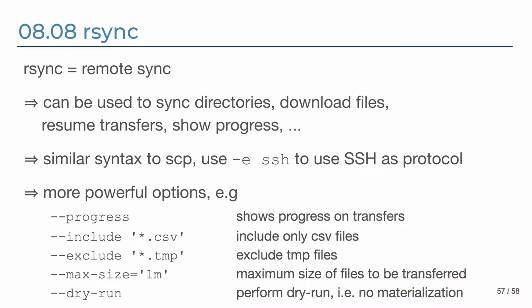But luckily, as always under Unix, is there another tool? Oh yes, there is. And that is called rsync, which is short for remote sync. You can see rsync as a beefed up version of SCP, which gives you all sorts of cool features, like showing a progress bar. You can include and exclude files. You can select what files to sync. And what's also very useful is you can perform a dry run before you overwrite any directories remotely or locally.